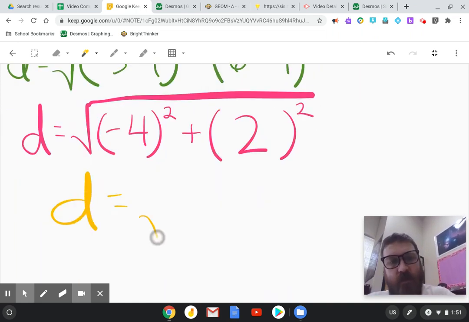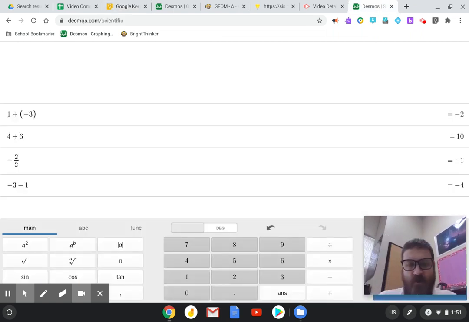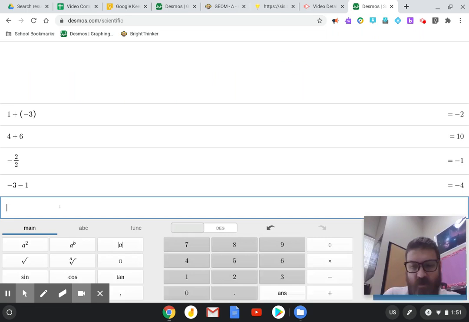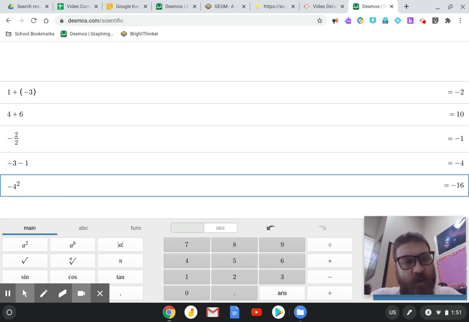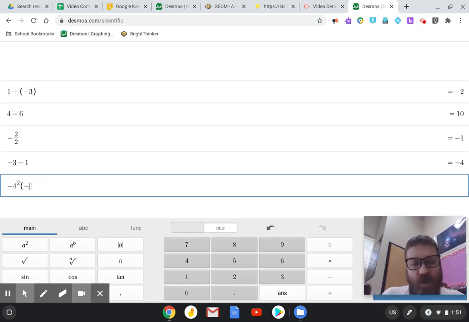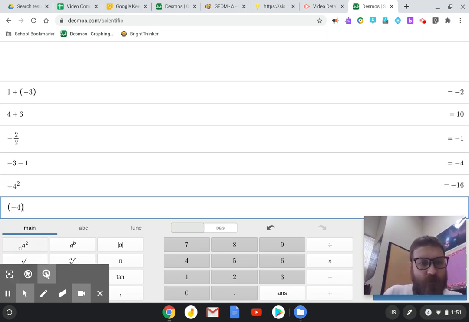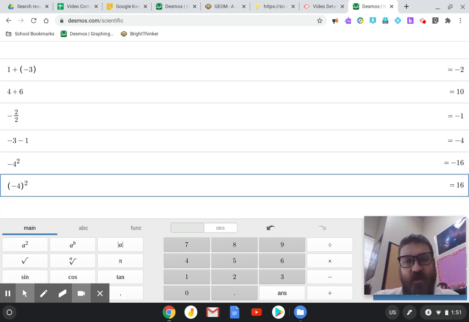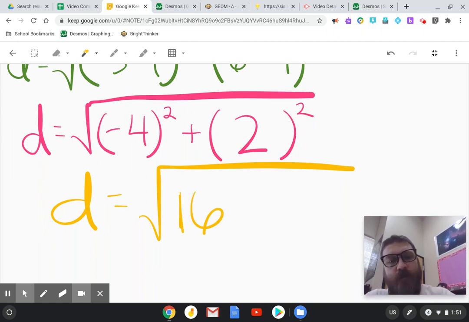D equals the square root of -4 squared. Now, let's talk about this. There are two ways I could do this. If I just am in a hurry and I type -4 squared, I get an answer of -16. But that is not correct, because when the calculator does -4 squared, it is doing 4 squared and then putting a -1 at the end. But we don't want to do that. We want to square -4. So you need to type it in the way you see in the second example. So we get an answer of 16.